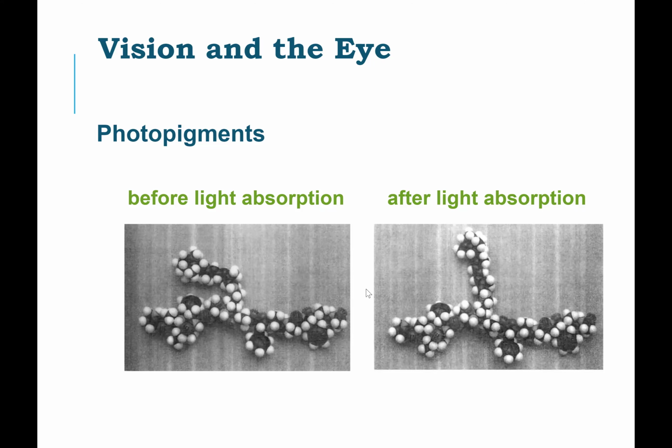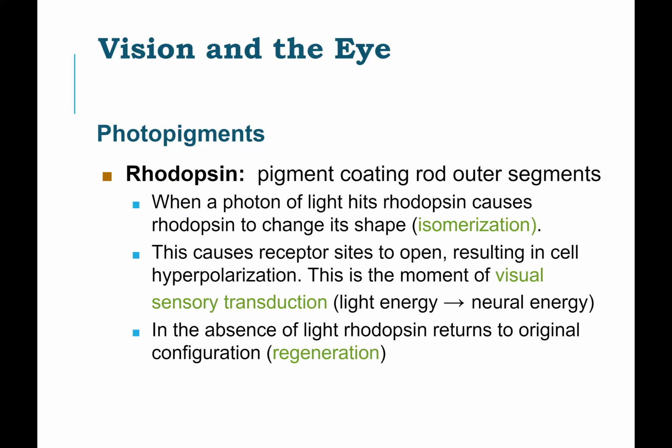In this case, it happens using photopigments, right? Photopigments are in these photoreceptors. There are many of them packed in a photoreceptor. And what they are, they're really just proteins that are somewhat unstable. When a photon of light hits them, they change shape. When the pigment changes shape, it opens ion channels.